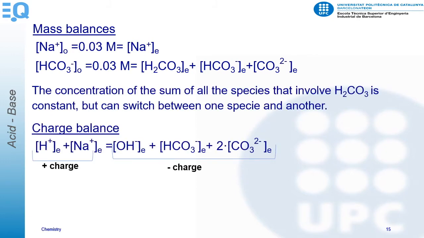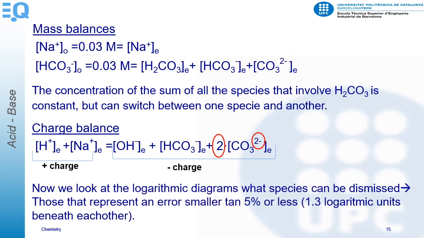We can only have one charge balance, which is going to be similar to the one from the last exercise, but we have to add a sodium cation on the positive charge side. Now, let's see the logarithmic diagram and check what species can be dismissed due to their very low concentration in equilibrium compared to the other ones.